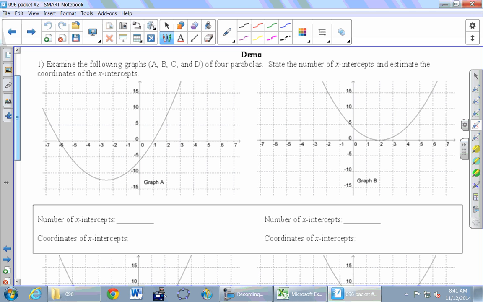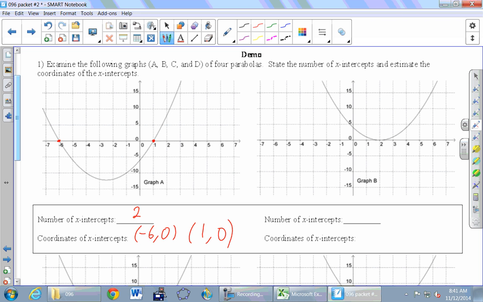So the first one is graph A, and how many x-intercepts do we see in this graph? We see 2 of them. So that one has 2 x-intercepts, and then go ahead and write down the coordinates of the x-intercepts. So the one on the left, what's the x-coordinate? Looks like -6. What's the y-coordinate? 0. Go ahead and write the coordinates of the other point. And hopefully we see it's 1, 0.